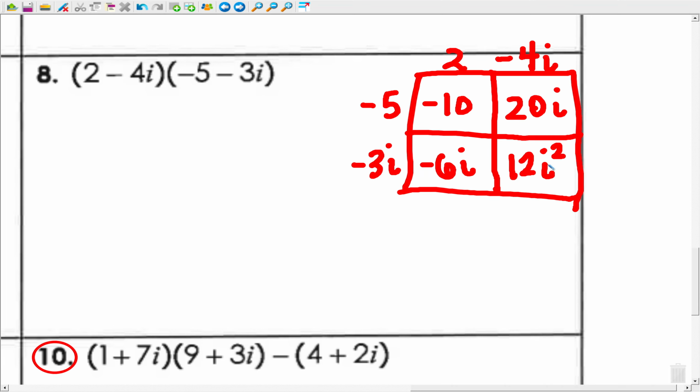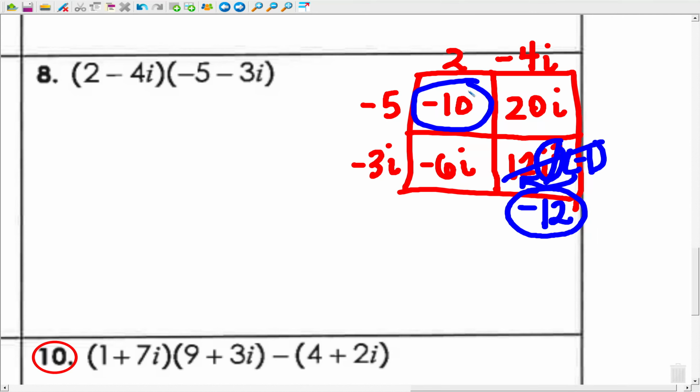Just realized this problem wasn't circled, so I didn't have to work it. I'm going to finish since I've already gotten this far. And now, remember, you cannot leave anything that has i squared. I squared becomes negative 1. So if I have a negative 1 times 12, this box becomes negative 12. So ignore what you see here. We have a negative 12 and we have a negative 10. That's going to give me a total of negative 22 for the real number. And then all I'm doing is taking 20i minus 6i to get 14i.